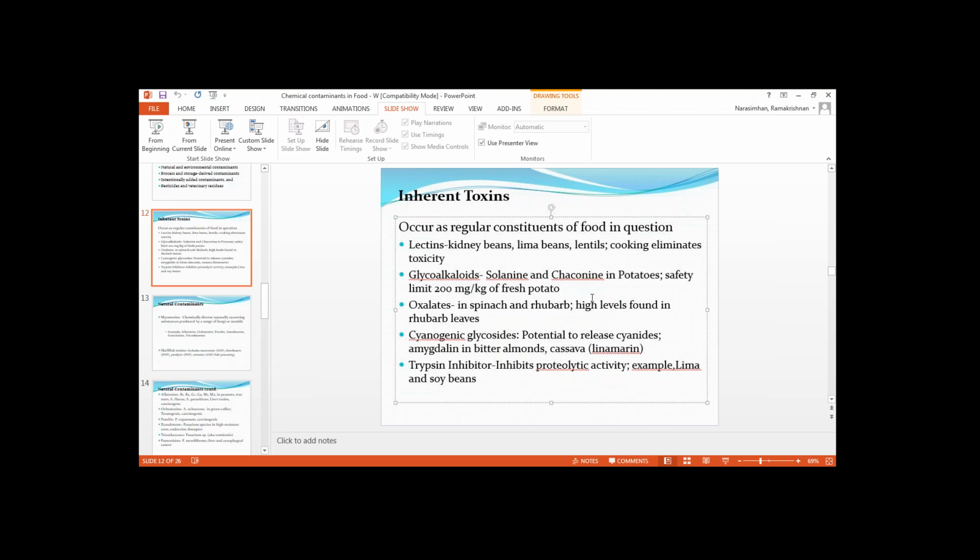Okay. Potatoes, in fact, contain 2 main glycoalkaloids. One is solanine, and the other one is chaconine. And chaconine is more toxic. Symptoms may include abdominal pain, vomiting, diarrhea, etc. There's an accepted safety limit for glycoalkaloids, and that is 200 milligrams per kilogram of fresh potato. Anything above this level is supposed to cause toxic effects.